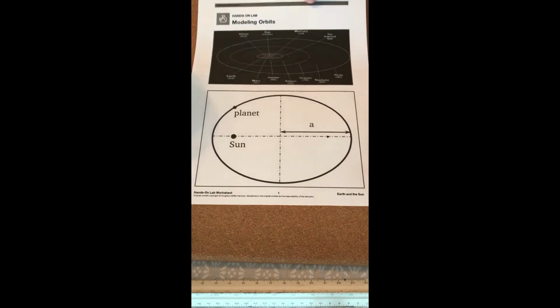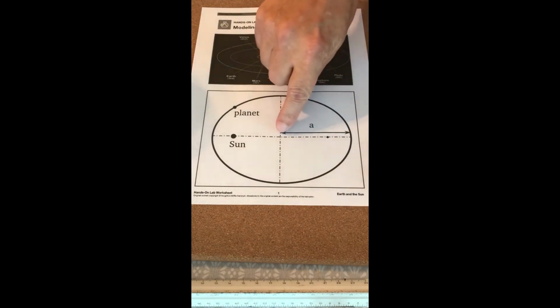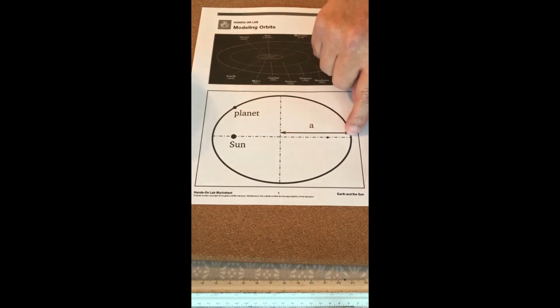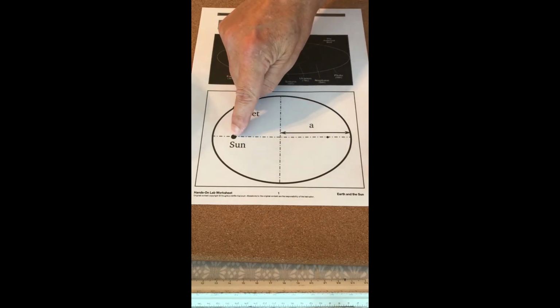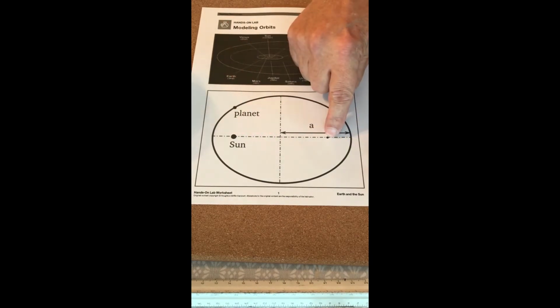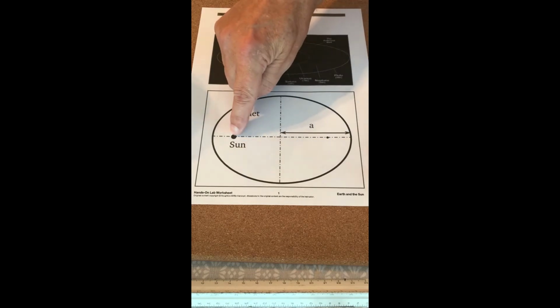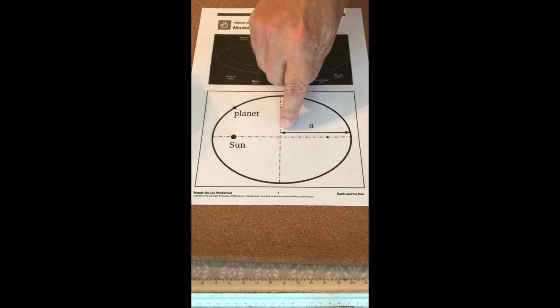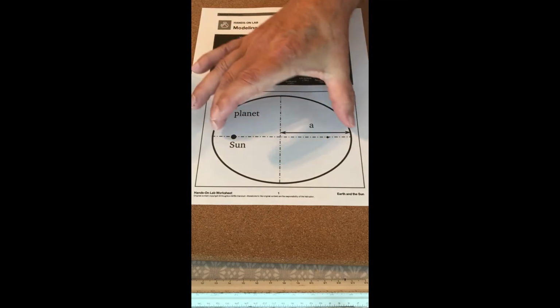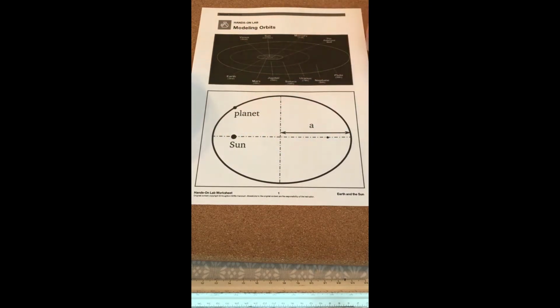So this would be the semi-major axis, the distance from the center to the edge. If this were a planet, this would be the elliptical orbit of the planet. The sun would be at one of the foci. Here's the other focus, it's vacant. This distance from here to here would be C, your distance from the focus to the center. This distance here, half of the major axis, is called the semi-major axis.